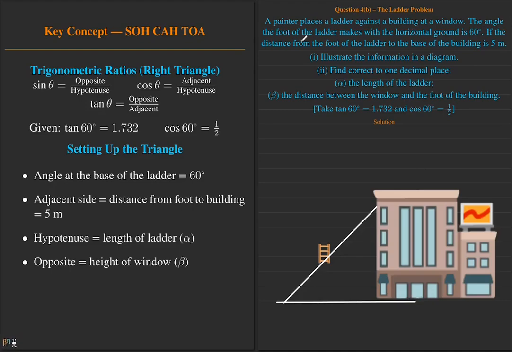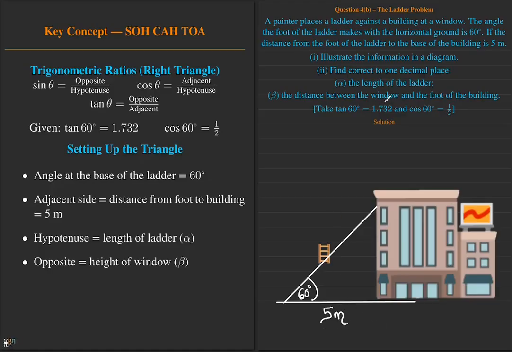The angle, the foot of the ladder, this is the ladder. And we are saying that the angle it makes with the ground, the angle this ladder makes with the ground, is 60 degrees. The distance from the foot of the ladder to the base of the building is 5 meters. So this is the foot of the ladder and this is the base of the building. We are saying this distance here is 5 meters.